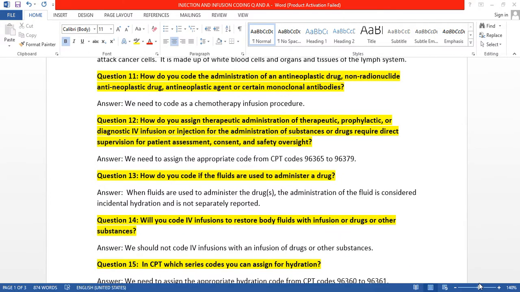Question 11. How do you code the administration of an antineoplastic drug, non-radionuclide antineoplastic drug, antineoplastic agent, or certain monoclonal antibodies? Answer. We need to code it as a chemotherapy infusion procedure. So basically these are all for chemotherapy purposes. We will use antineoplastic drugs, non-radionuclide and antineoplastic agents. These all come under chemotherapy.